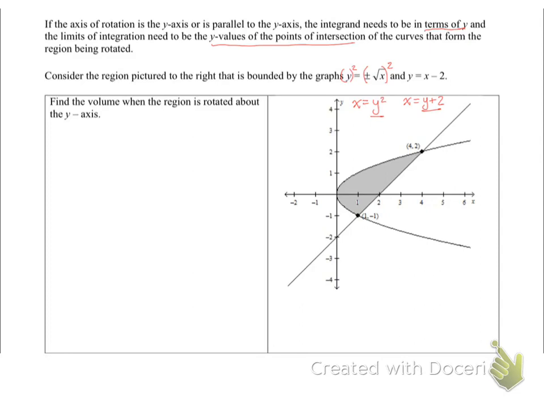All right, so find the volume when the region is rotated about the y-axis. So we're looking right here, and we need to look at the y values of intersection. So our integral is going to go from -1 to 2.